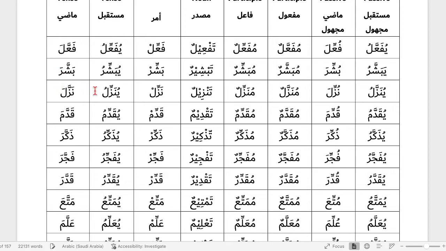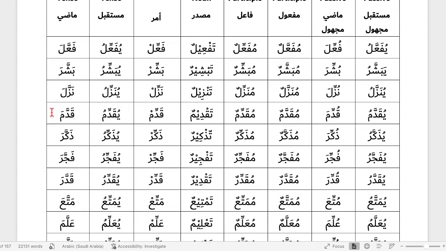Similarly, nazala yunazzilu. Amr is nazil, masdar is tanzilun, fa'il is munazzilun, ism fa'il, ism maf'ul munazzalun, nuzzila passive, yunazzalu, passive past tense, passive present tense.